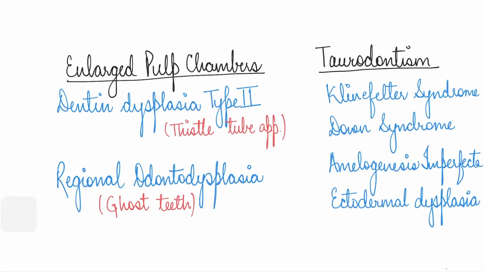It is also known as ghost teeth. So if you see these three words, enlarged pulp chamber, thistle tube appearance, ghost teeth, they may be associated with these two diseases. The second possibility is to have taurodontism. Taurodontism is mainly found in so many syndromes, but the four major are Klinefelter syndrome, Down syndrome, amelogenesis imperfecta, and ectodermal dysplasia. So this is all about the pulp chamber.